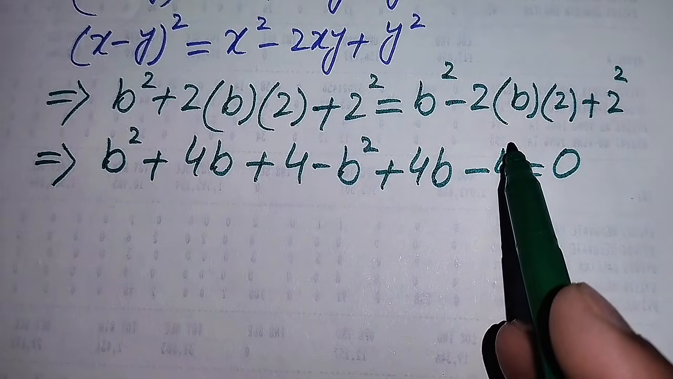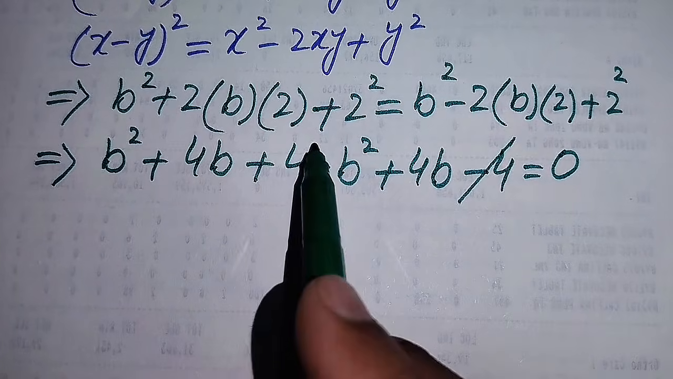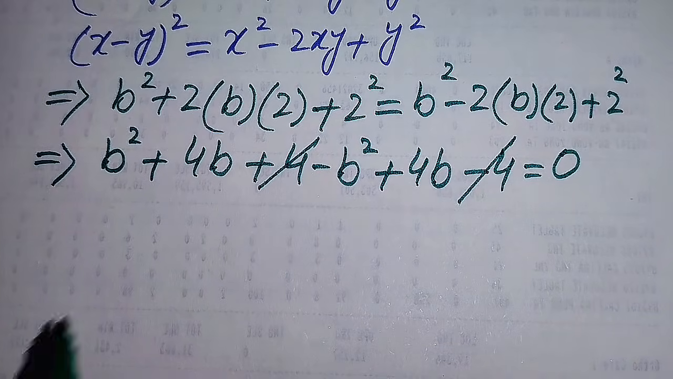And now in the next step, you see that this -4 and this +4 cancel each other out.